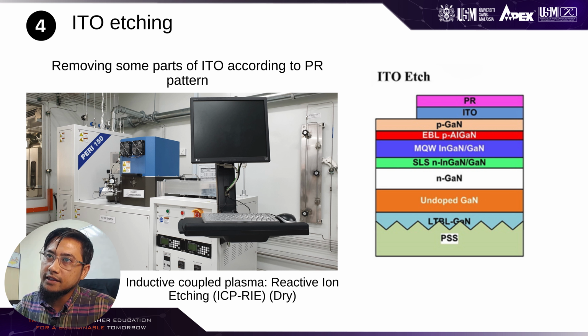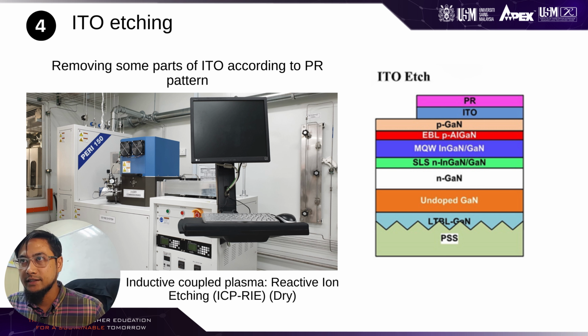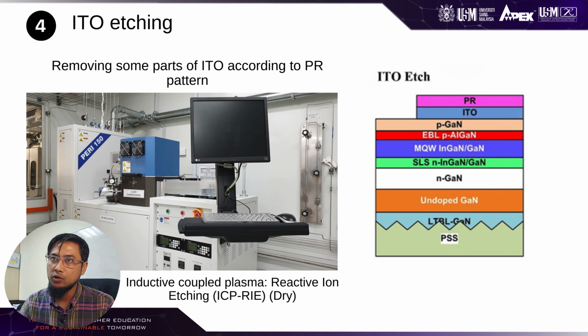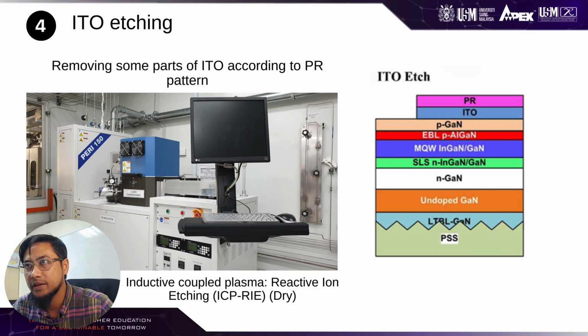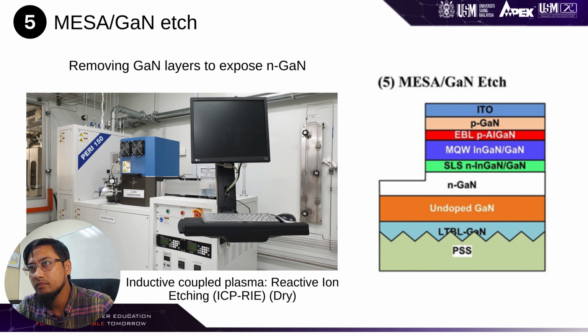Right. So the next stage is the ITO etching process. We use equipment called inductively coupled plasma reactive ion etching, or ICP-RIE. Some part of the ITO will be removed, leaving just the PR pattern that we have transferred in the photolithography process earlier. Then we will remove the PR layer, the photoresist layer, and continue to etch the epi wafer until the N-GaN layer, right? The reason for doing this is to expose the N-GaN layer so that we can create an electrode on top of it.